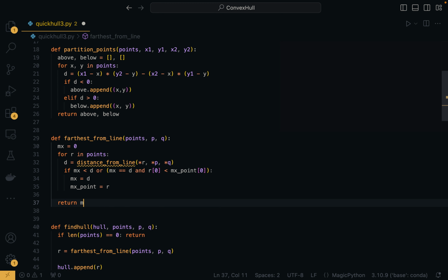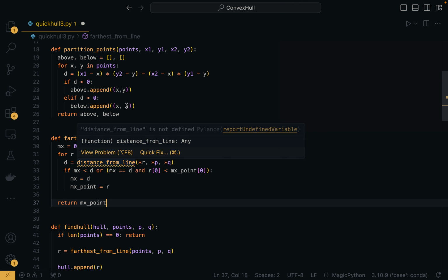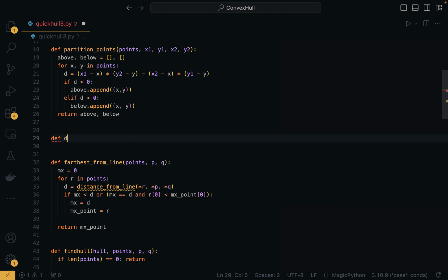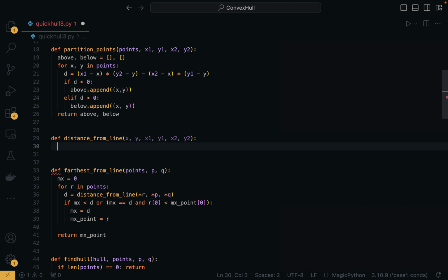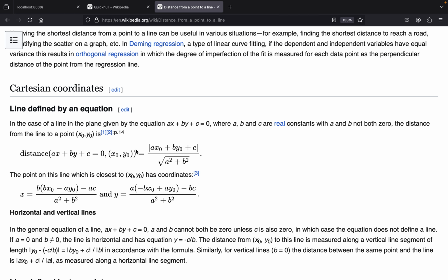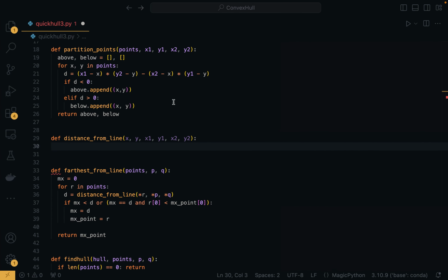Okay, and then we can just return the max point. So return max point. Lastly, we need to define this distance from line function here. So let's do that. Define distance from line. And the unpack operator says we'll have this type of input. I think I already showed that, but again, I'll just mention it again. We're basically just using this formula, and I'll have a video for how this formula was derived. So let's implement this function.